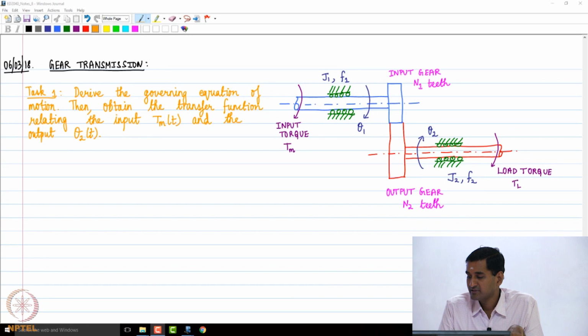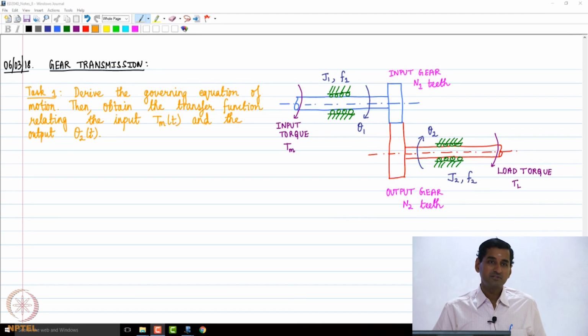The angular displacement of the output shaft is going to be theta 2, and J2 is the moment of inertia of the output shaft assembly along with the output gear. F2 is the corresponding friction coefficient for the output gear. So consequently the torque which is used up in overcoming friction of the output shaft is going to be F2 times omega 2. So that's the viscous friction coefficient, and let's say we have a load torque TL.